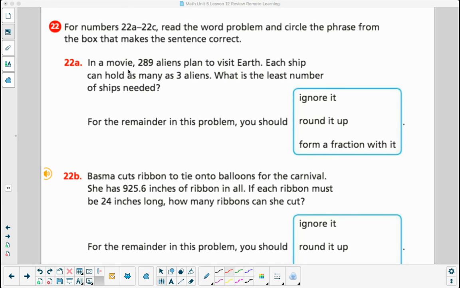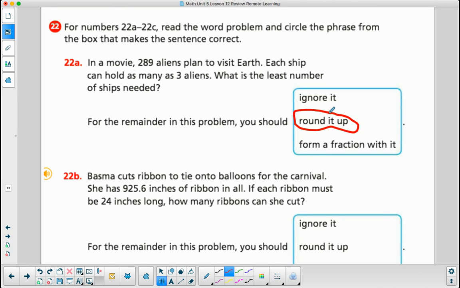In a movie, 289 aliens plan to visit Earth. Each ship can hold as many as 3 aliens. What is the least number of ships needed? So I have 289 aliens being divided by 3 aliens per ship. When I have a remainder, they're going to be what's left of the aliens, and they're going to need 1 more ship. So my remainder is going to tell me to round up 1 more. I don't like calling it round up. I would just add 1 more to my quotient.